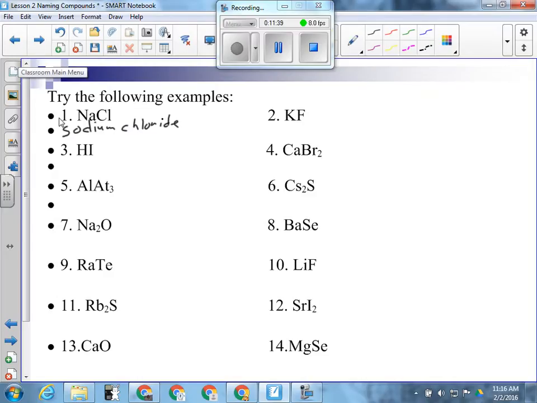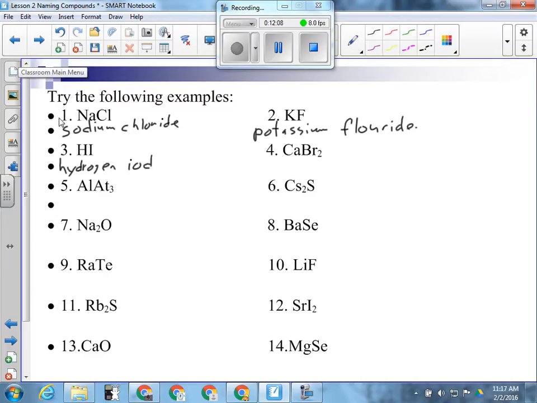All right, for number 2, I've got potassium and fluorine together. So that's going to be potassium fluoride. And fluorine is spelled a bunch of different ways. I never spell it the same way twice. Sometimes it's OU, sometimes it's UO. If you look on different periodic tables, it's spelled differently. All lowercase. All right, for number 3, I've got hydrogen and iodine together. So this is going to be hydrogen iodide.